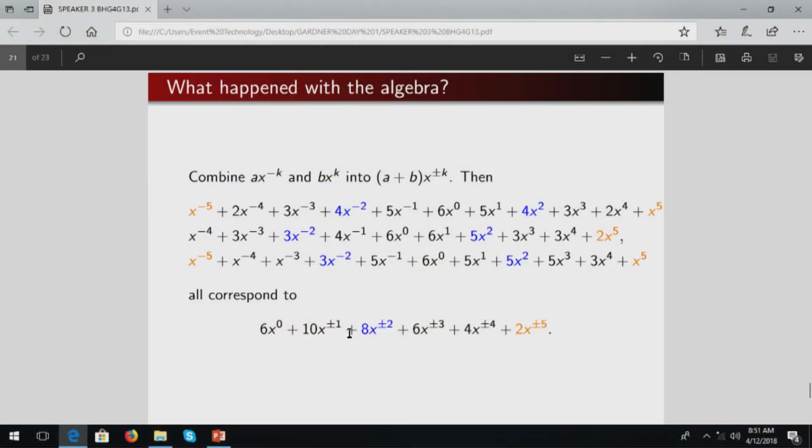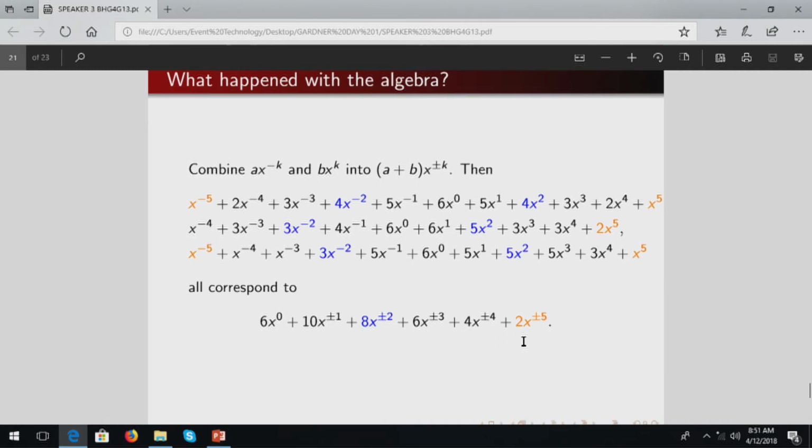So how did the algebra lead us astray? Well, if I'm going to think about absolute value, I need to put these together and think about a to the -k and b to the k, and combine those to be a plus b times x to the plus or minus k. So all those things correspond to this expression down here. 6 zeros, 10 plus or minus 1s, 8 plus or minus 2s, 6 plus or minus 3s, 4 plus or minus 4s, and 2 plus or minus 5.